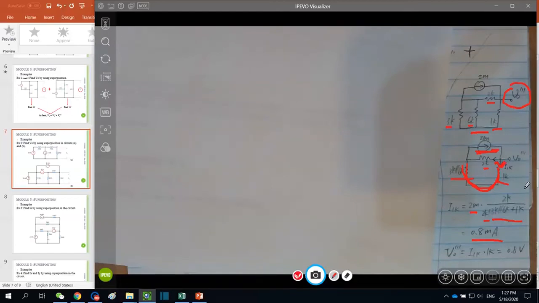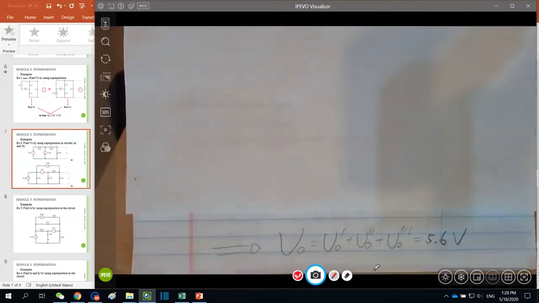Okay, so this is something you have to be very clear about, why and how. And then last, Ohm's law gives you the 0.8 volt contribution to V0 out of this 2 milliampere independent current source individually. So the final result is V0 equals the sum of the 3, a total of 5.6 volt.